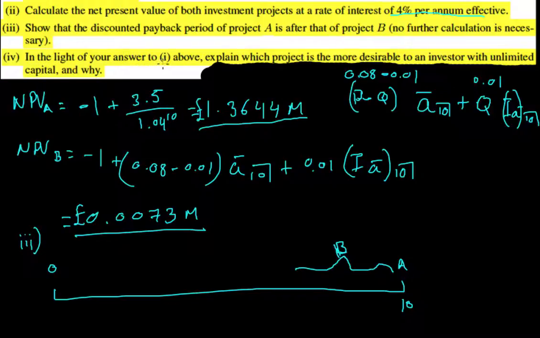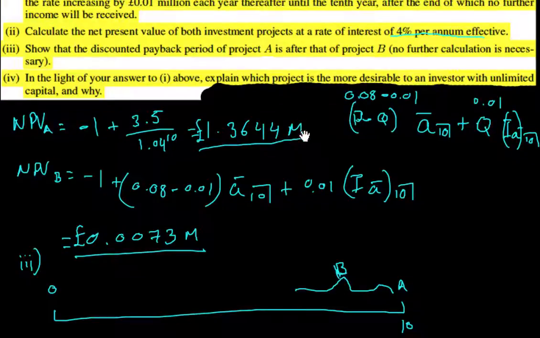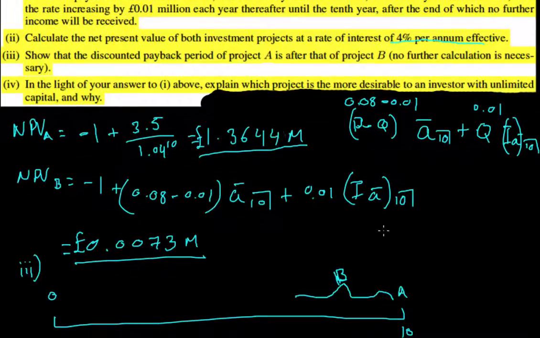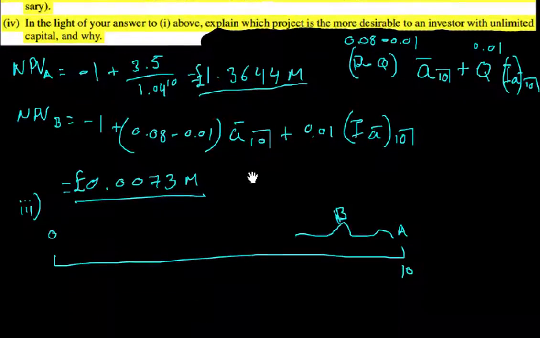In the light of your answer to the first part, explain which project is more desirable to an investor with unlimited capital and why. Well, as we established in the first bit, if you've got unlimited capital, then it doesn't really matter when you're going to get your money, so the end of the 10th year is completely fine in our case, and given that A gives more money than B, quite clearly, then I'm going to be selecting project A.